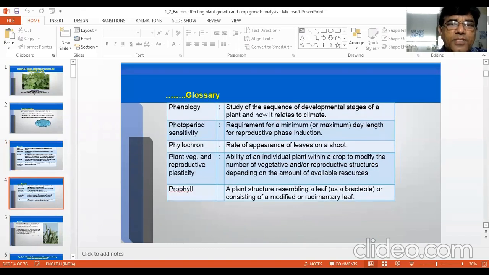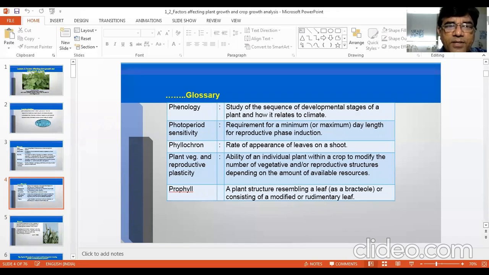Then phenology is the study of the sequences of developmental stages. You will see the different development stages in annual plants or seed-bearing plants, and the difference in growth and development also. So phenology studies the sequence of development stages of a plant and how it is related to the climate.